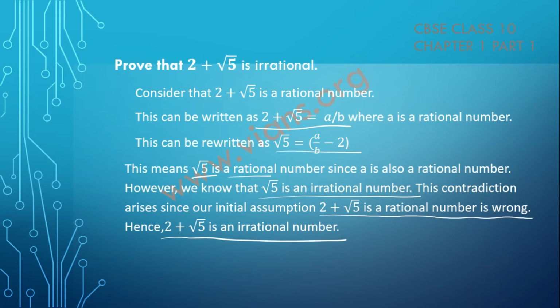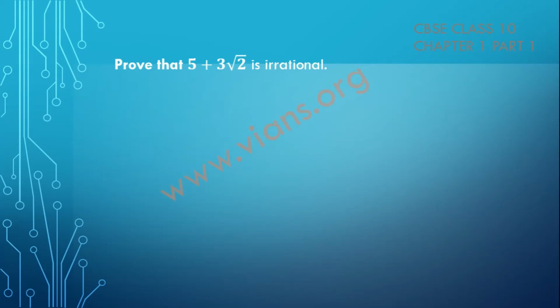So if you see, irrationality has a pretty common set of problems that you get. So it's better to be aware of all these sort of problems so that we are not stumbled. And these are the sort of problems that you could solve at get-go, so that you can devote your time to more confusing problems if there are any. Alright, so next one is 5 plus 3 root 2 is irrational.